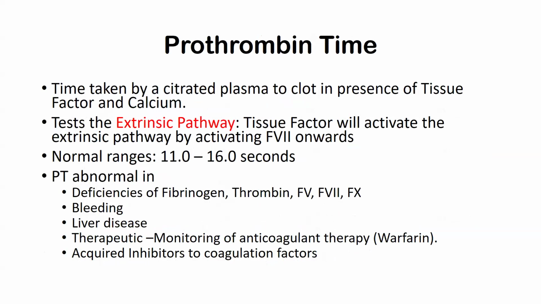So the first test we do is the prothrombin time. This test measures the time taken by citrated plasma to clot in the presence of tissue factor and calcium. That's the principle on which the test acts. It tests the extrinsic pathway. The tissue factor will activate the extrinsic pathway by activating factor 7, and it goes onwards. Normal range is between 11 to 16 seconds, and PT is usually abnormal in bleeding, liver disease, or if you have any abnormalities in the pathway. Next.